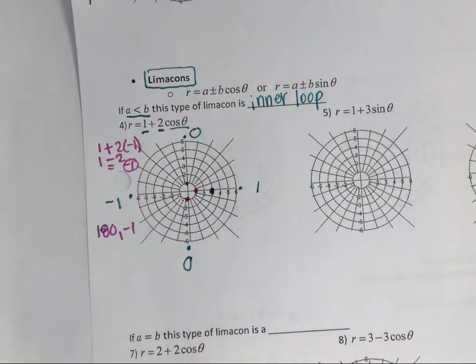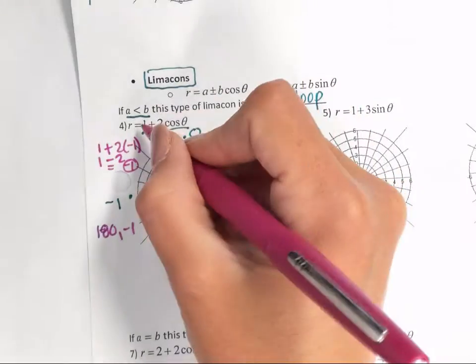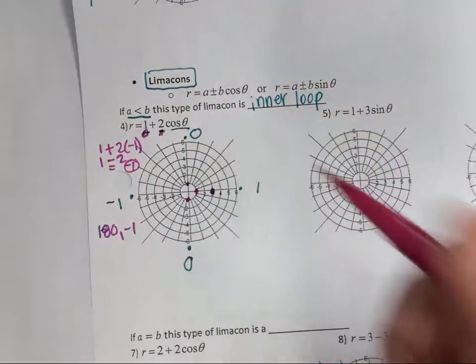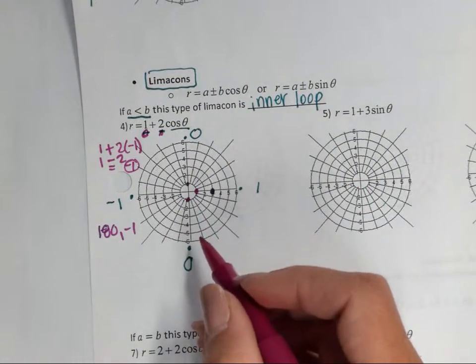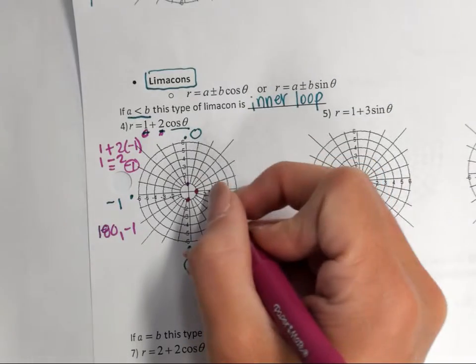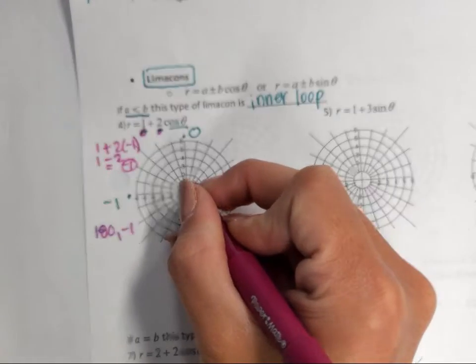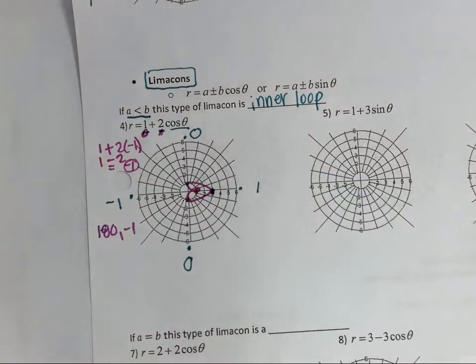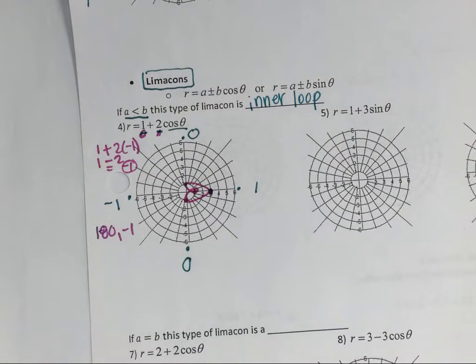So anytime that A is less than B, and again that's 1, this first number is less than this number, it's going to look like this, your points are. And it's going to create an inner loop, so you start at the tallest point and graph just like that. You can see it makes an inner loop on the inside. Kind of like a heart. Let's do the next one together, and then I'm going to let you try the last one on your own.